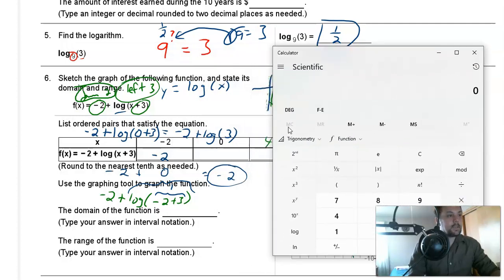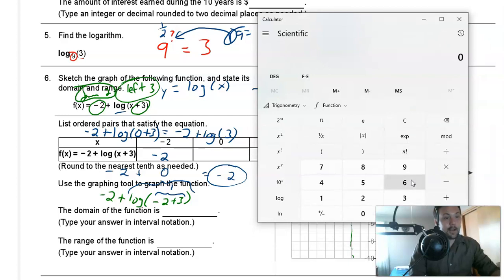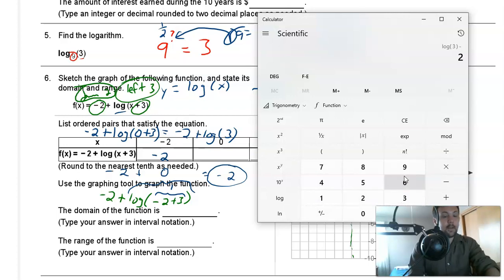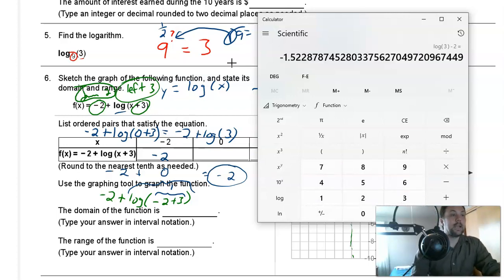So I'm going to plug in. I remember this calculator works backwards. Hopefully your calculator is a little more user-friendly. I have to type 3 first and then do log of that number. And that gives me log base 10 of 3. And then we're going to do -2. I'm just going to flip those around. So we did the logarithm first, and then I'll put the -2 after. It's a -2. So I'll just do -2 on that. And we'll get this. So -1.5.